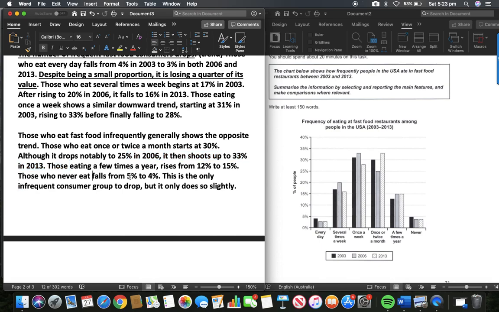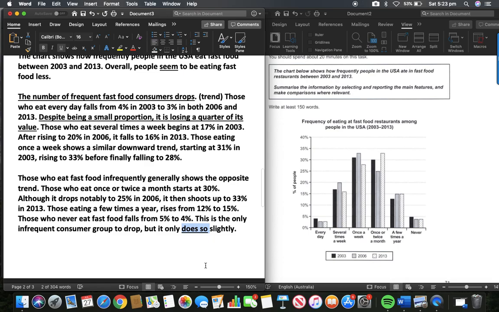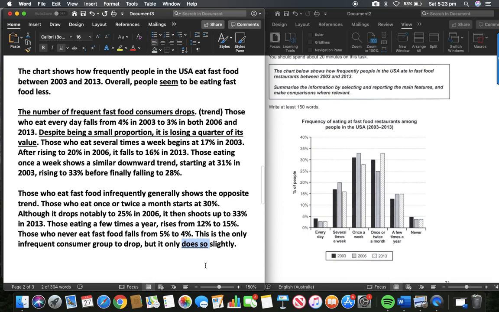Those who never eat fast food falls from 5% to 4%. This is the only infrequent consumer group to drop, but it only does so slightly. And I love that one. It only does so. Okay, so there you go, everybody. That is task 1 for bar charts.